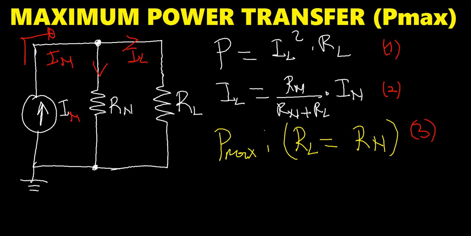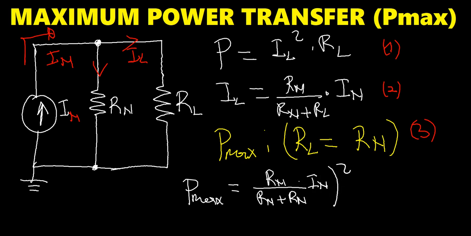Means that maximum power P max will be equal to I square. I square here is R Norton on R Norton plus R Norton times I Norton, square, times R Norton, which is here R load.